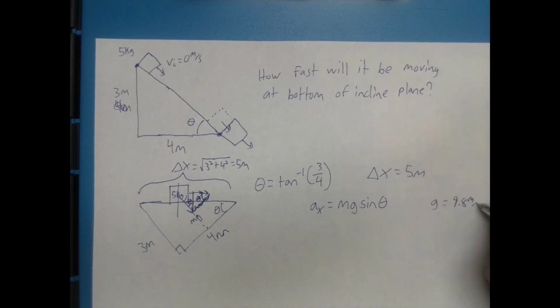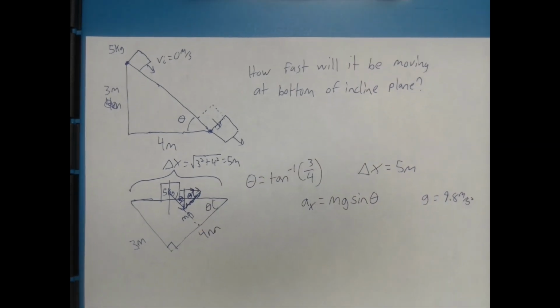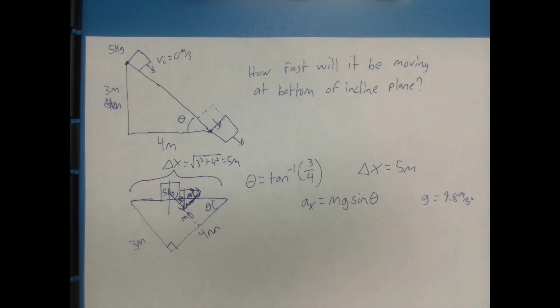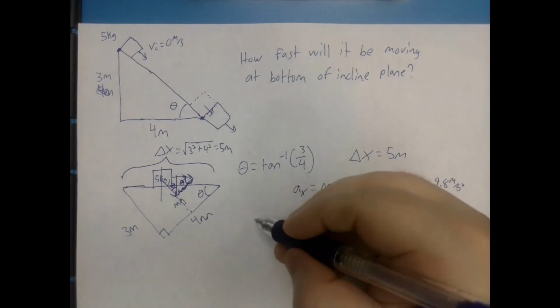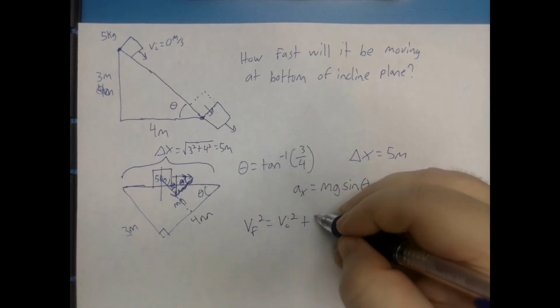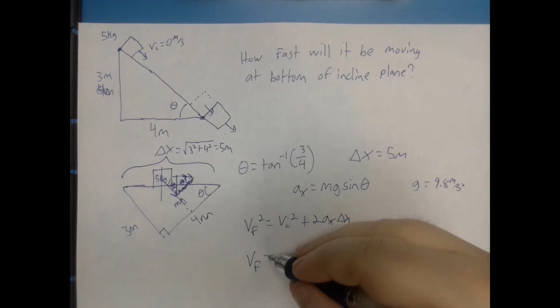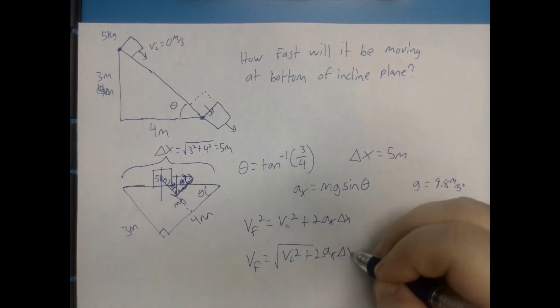The reason why I'm letting g be positive is because I'm drawing arrows at the same time. The arrows indicate the direction, and so I want to use positive values everywhere and let the arrows represent whether or not it's negative or positive. So then we can solve this. Final velocity squared equals initial velocity squared plus 2 times ax delta x. So our final velocity equals the square root of vi squared plus 2 ax delta x.